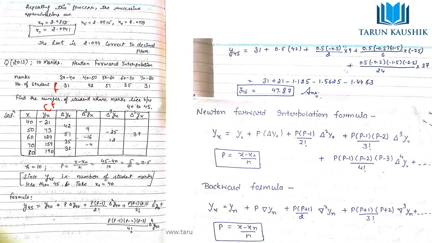So can you see the difference between these two? There is a 42. The difference between these two, 51. The difference between these two, 35. The difference between these two, 31. And the difference between these two, 9. The difference between these two, minus 16. The difference between these two, minus 4. Again take the difference between these two, you will be getting this. So do the difference until you get only a single value here.